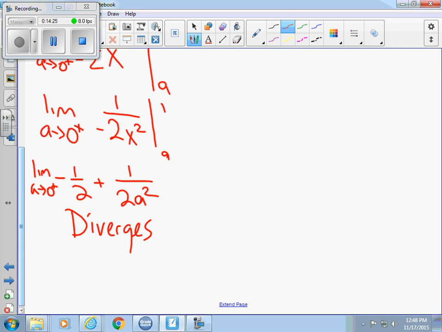Now, I want to ask you a question. Why did this one diverge, but x to the 1/3 on bottom converge?